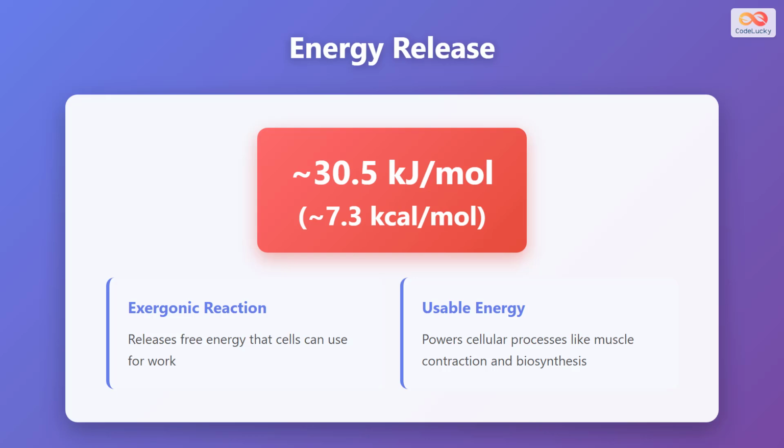The hydrolysis of ATP releases approximately 30.5 kilojoules per mole, or 7.3 kilocalories per mole of energy. This is classified as an exergonic reaction, meaning it releases free energy that can be used to do work. Cells couple this energy release to processes that require energy input, such as building complex molecules, transporting substances across membranes, and contracting muscle fibers. Without this reliable source of energy, cellular life, as we know it, would be impossible.